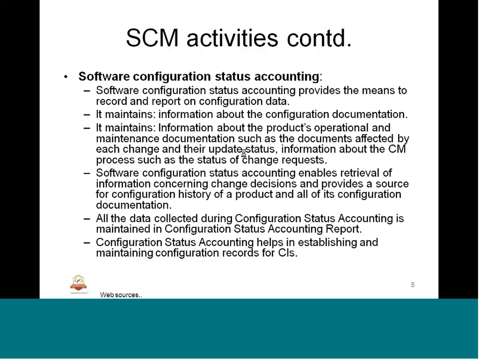So it maintains the information about the configuration documentation, and it maintains the product's configuration such as version number or changes done on a particular artifact. It maintains information about the product's operational and maintenance documentation such as the documents affected by each change and their update status. Information about the CM process such as the status of change requests, all this will be part of the configuration status. Software configuration status accounting enables retrieval of information concerning change decisions and provides a source for configuration history of a product and all of its configuration documentation.